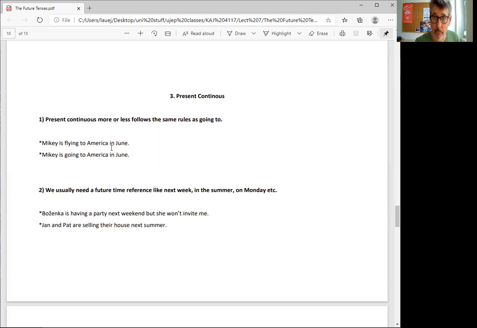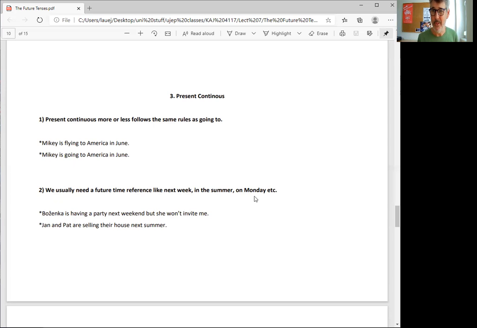In both of them essentially, but I'm choosing to use this verb flying and I'm speaking about the future. All right. Now, I know we talked about this when we were doing present tense anyway. Now, we need a future time reference with present continuous. It's kind of what I would call a keyword, something like next week, in the summer, on Monday, because then we know we're talking about the future with present continuous.